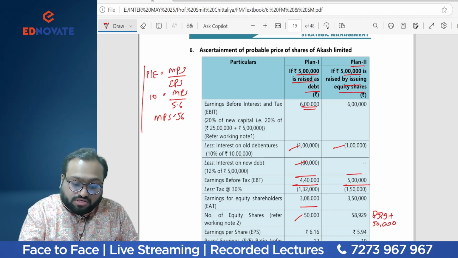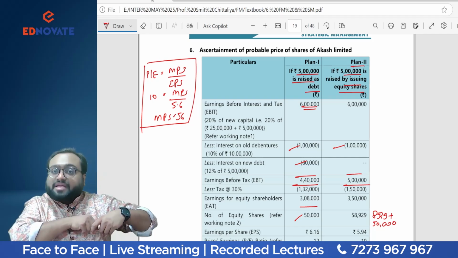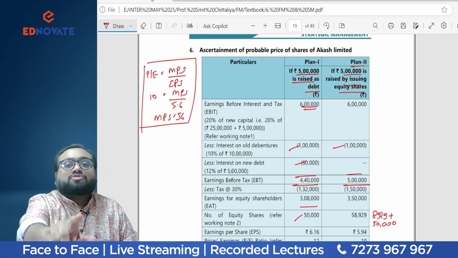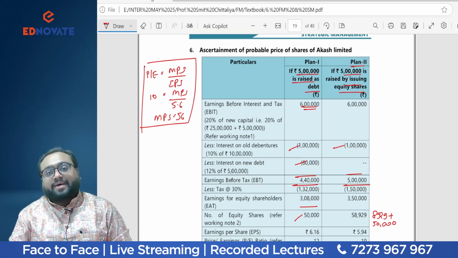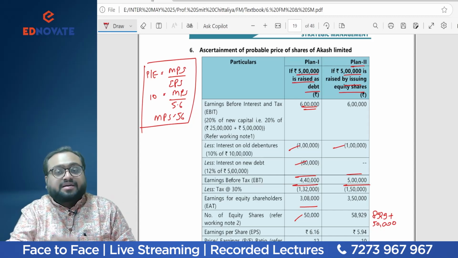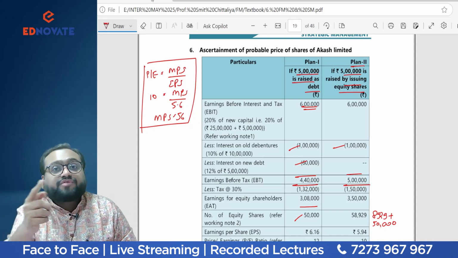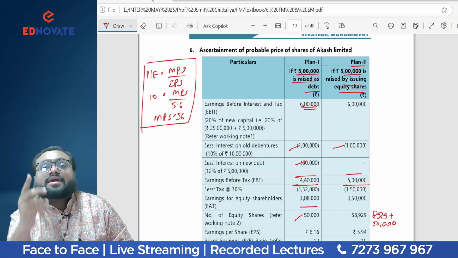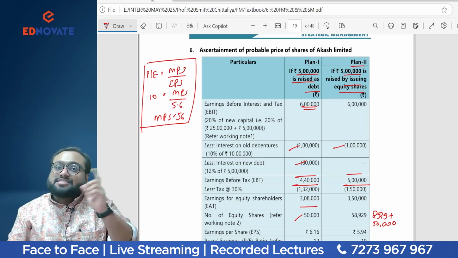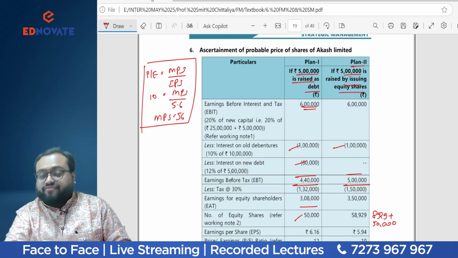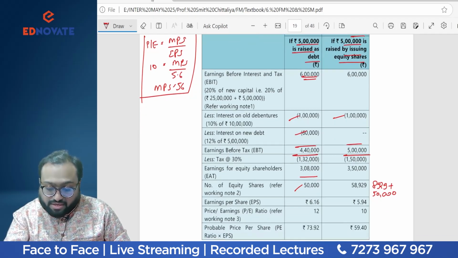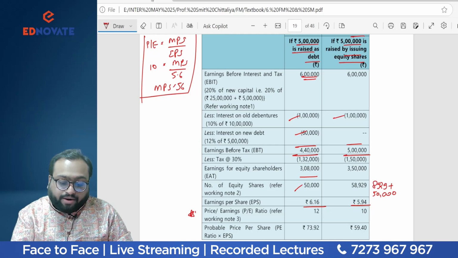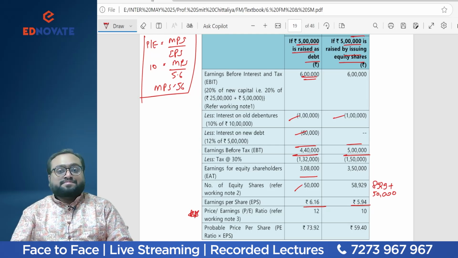How did I use this? From the existing data, I have P/E ratio, I have EPS, I can find out the market price. That will be the current market price on the basis of information provided by the company. On that price, the company will issue the equity shares. So the new equity shares will be issued, that are 8,929 plus the existing 50,000. So total 58,929 shares. With the help of this, you will get the P/E ratio, and the most important part over here is to find out the price earning ratio.